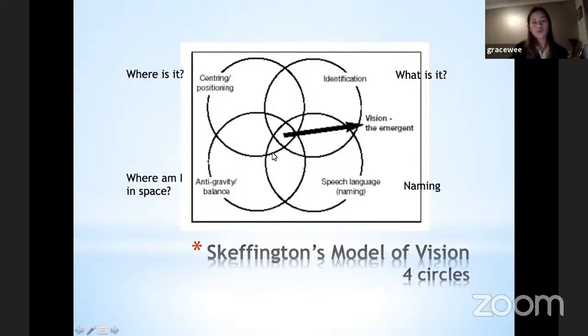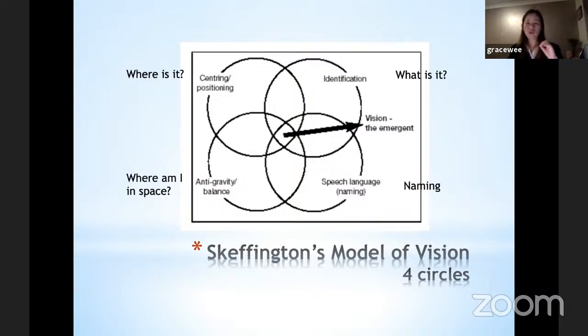And lastly, which will be more so my main topic tonight, is the anti-gravity circle, or the anti-gravity section, meaning where am I in space? And for me, this is probably one of the more important circles. Where am I in relation to this pen? In my whole space, where am I? The reason it's so important is that we cannot direct our vergences, our eye teaming, our accommodation, and our ocular motor skills accurately if we have no internal awareness of where we are in space.